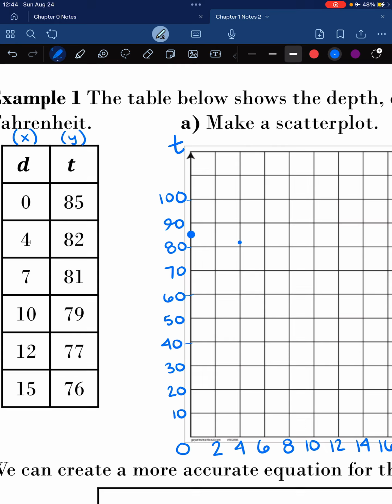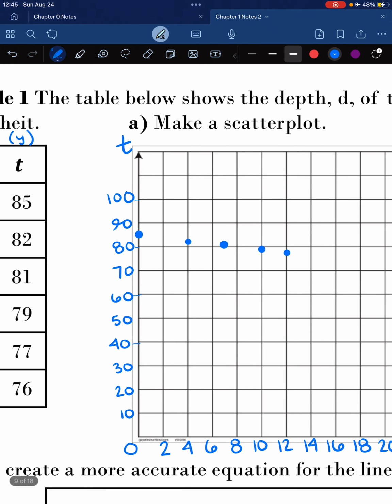482, 781, 1079, 1277, and 1576. Okay, so just by, oh my goodness, I don't know why all those dots are such different sizes.